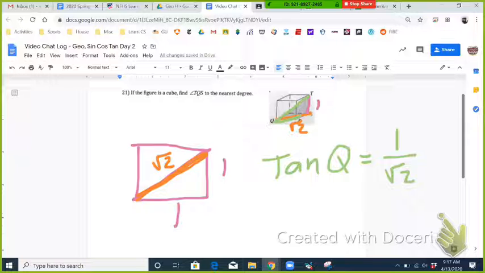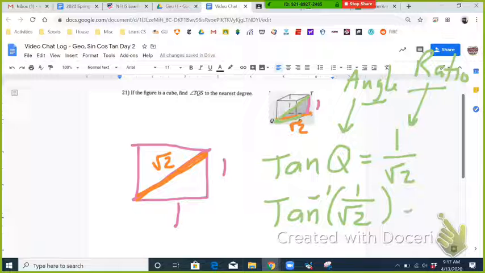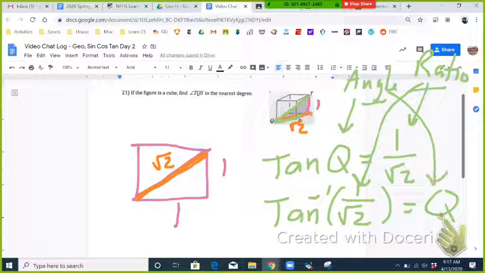Alright, so this is where the inverse kicks in. Your domain is Q, that's an angle. Your range, what it equals, the output, is a ratio. In math, when you switch these two, that's called an inverse. You could switch the input and the output, and you just change the function to the inverse. So now in the inverse, we plug in a ratio, and we get an angle.